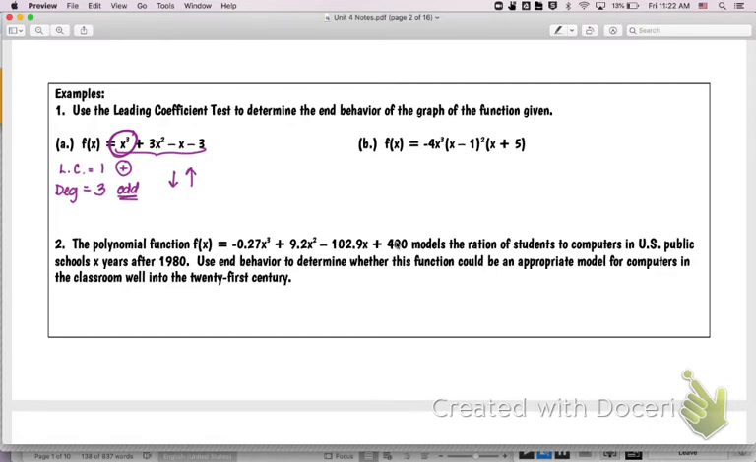Now, when you're doing this in MyMathLab, the wording that they're typically going to use is: does it rise on the left or fall on the left? Rise on the right or fall on the right? So the choice you might see is this.